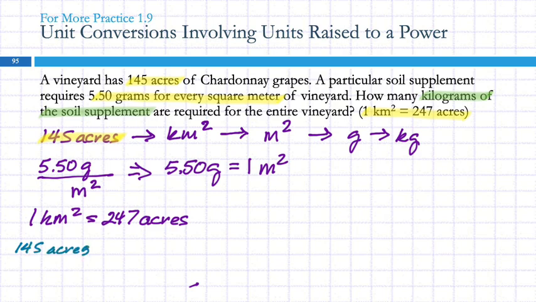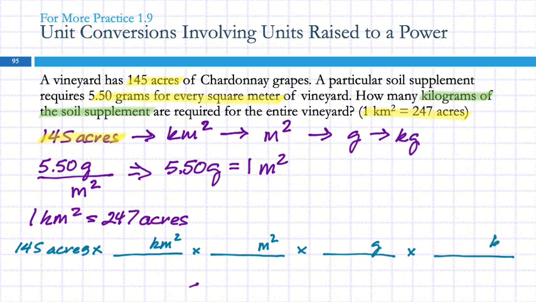So I'm going to start by writing down what I've got at the beginning there. 145 acres. And I've got 1, 2, 3, 4 fractions this time. But again, I'm just going to take those units and copy them down. Very little thinking here. Acres to square kilometers. Then you go to square meters, and then you go to grams, and then you go to kilograms.